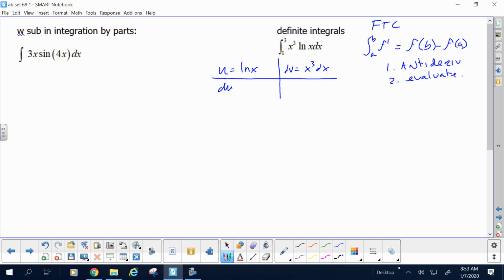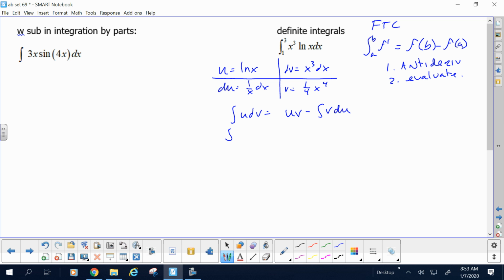Therefore, based on the u choice, du must be 1 over x dx, and v is 1/4 x to the 4th. Now, the formula is for integrating some crazy product. The integral of u dv is uv minus the integral of v du. I remind you, make your u's and v's look very different so you don't get confused.